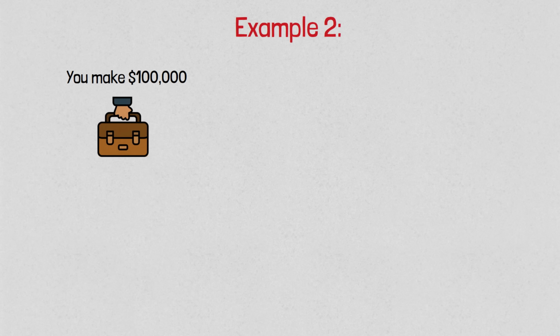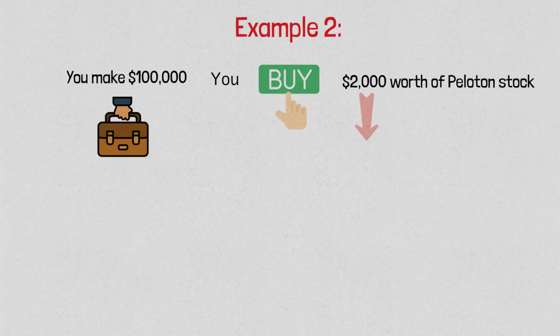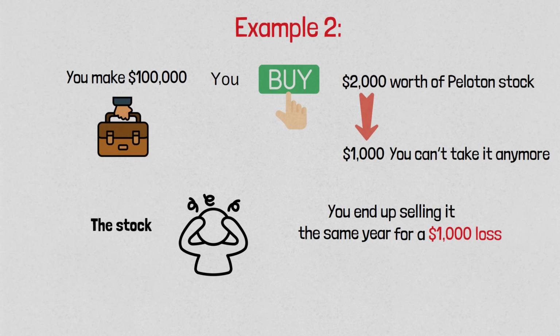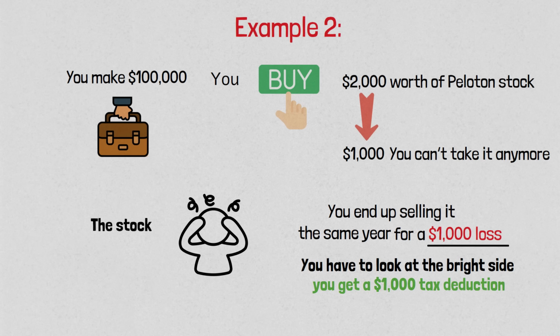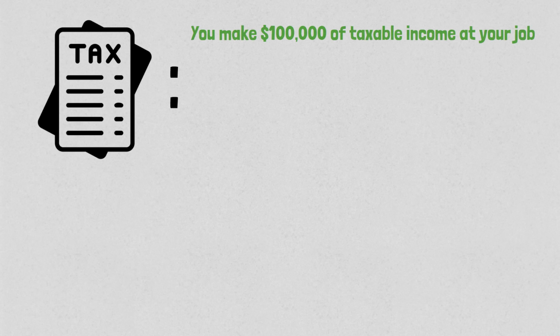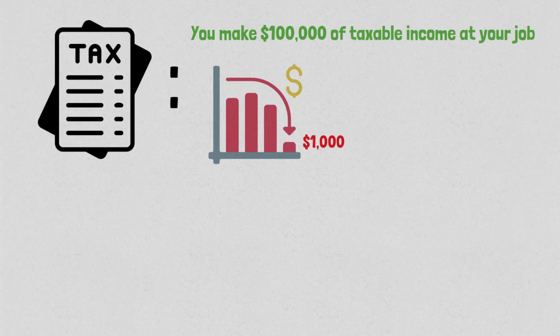Example number 2, it's going to be the same setup. You make $100,000 at your job. You buy $2,000 worth of Peloton stock, it declines to $1,000 and you can't take it anymore. The stock is just stressing you out and you end up selling it the same year for a $1,000 loss. In this scenario, you realize the loss of $1,000. But hey, you have to look at the bright side. You get a $1,000 tax deduction. So on your tax return, you make $100,000 of taxable income at your job, but now you get a $1,000 stock market loss to reduce your total taxable income.